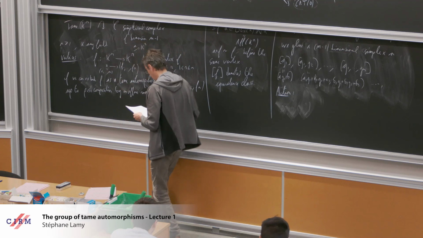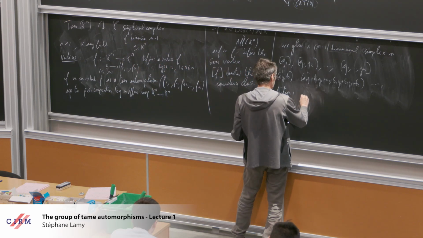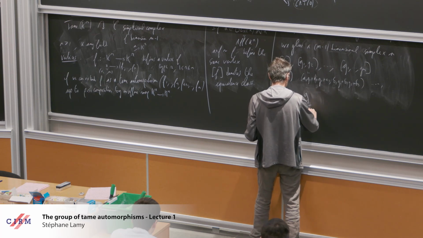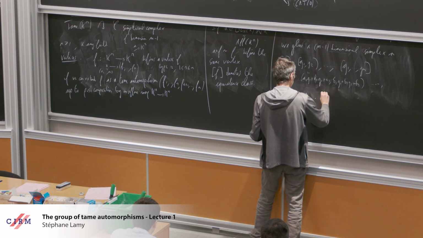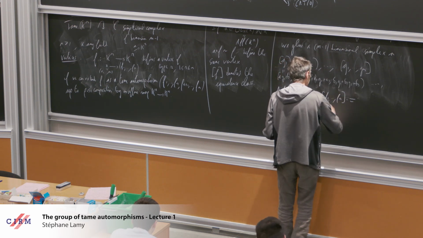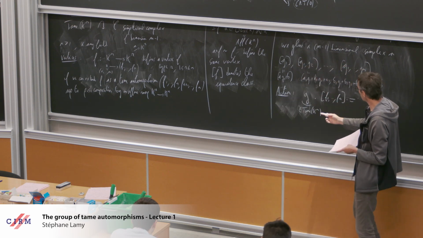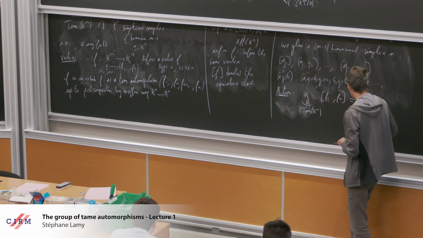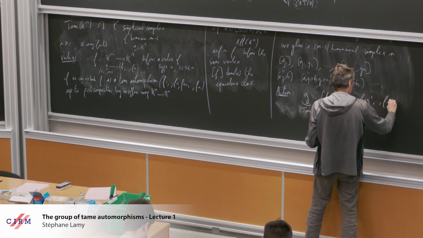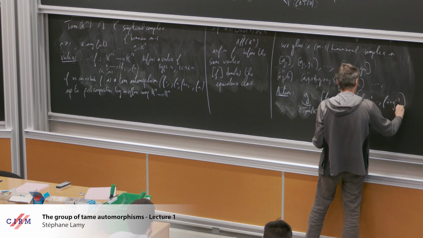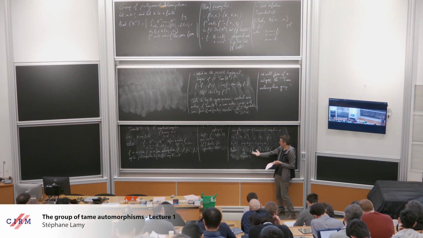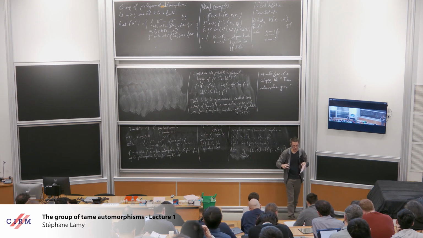pre-composition by Kn. If you have G in Tame acting on a vertex of some type, so F1, ..., Fr, by definition you just pre-compose, and if you want a left action, you pre-compose by the inverse. So it's F1 G inverse, ..., Fr G inverse. Okay, so that's a natural thing to do, and it's an action that preserves the combinatorial structure.